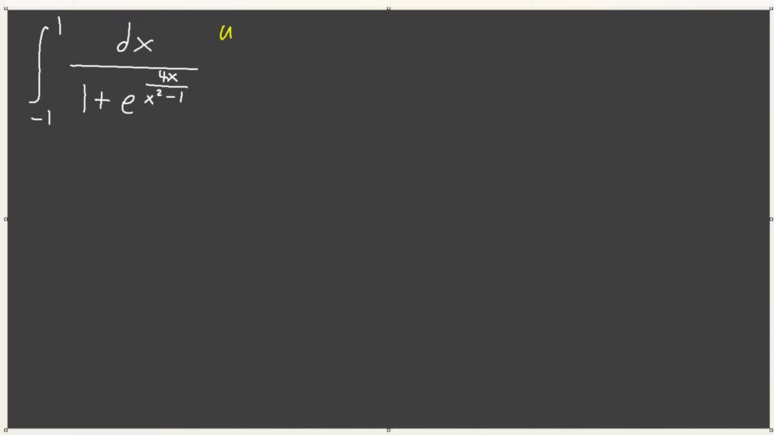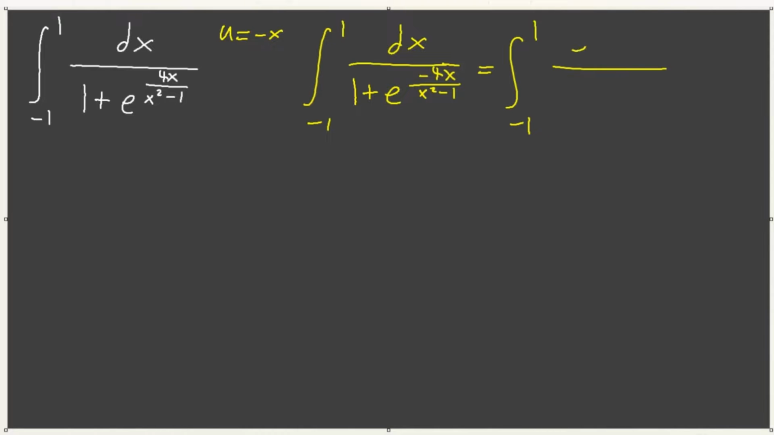So u equals negative x, the bounds are not going to change, dx, 1 plus e to the x squared is itself, but then we have negative 4x. Alright, sweet. And now this is equal to e to the 4x, x squared minus 1 dx. And then, of course, the denominator just doesn't change.